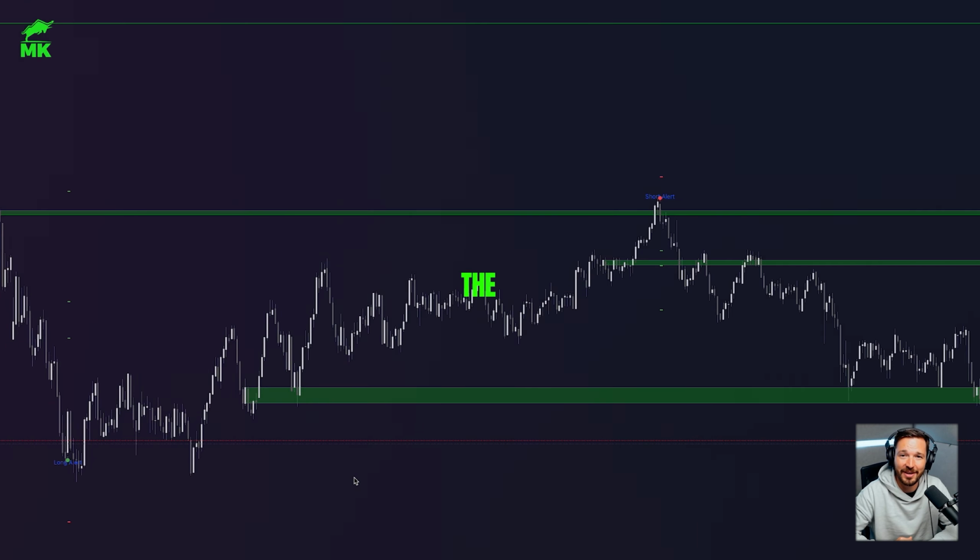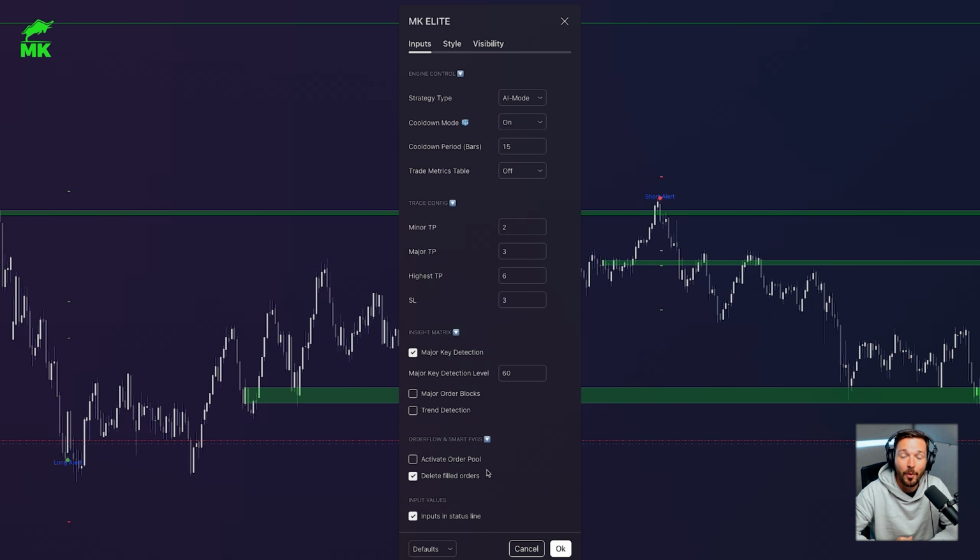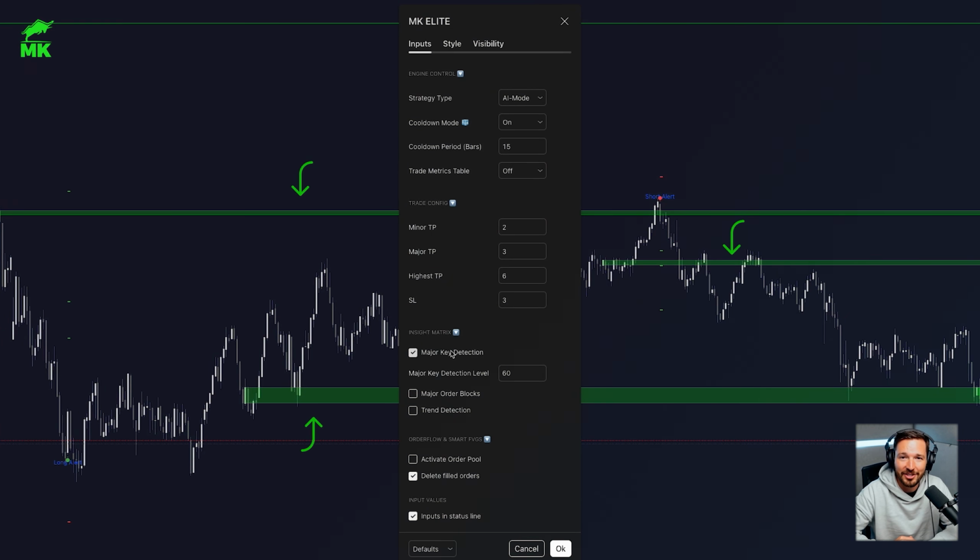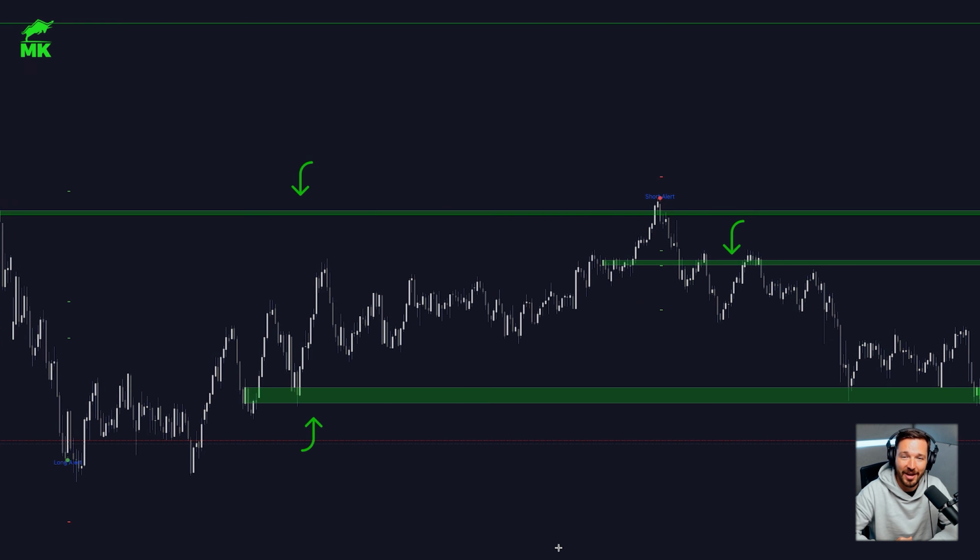In this video, we're going to break down one of the most powerful features inside the MK Elite indicator, the major key detection. Now, what exactly is a major key? Think of it as the candle where the market makes a decision. These zones often become important levels, and the market can react to them in the next move.